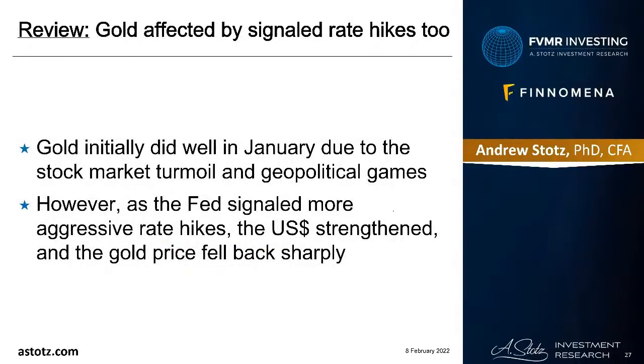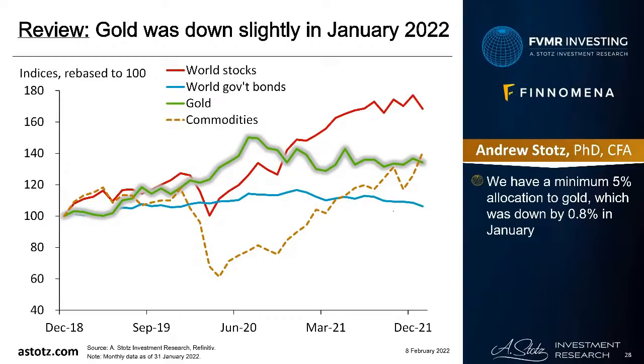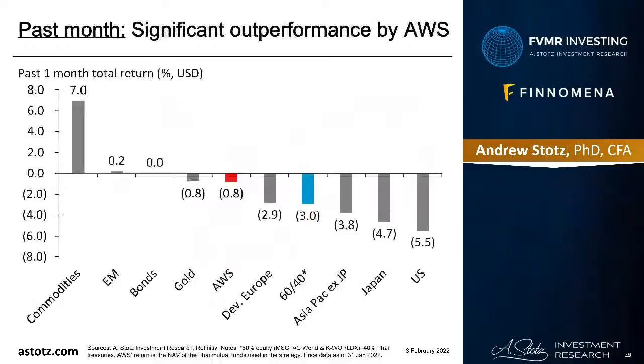So gold is affected by signaled rate hikes too. Gold initially did well in January due to the stock market turmoil and geopolitical games. However, as the Fed signaled more aggressive rate hikes, the U.S. dollar strengthened and the gold price fell back sharply. Here we can see that gold has just been flat for a while and it's just been holding its position. We have a minimum 5% allocation to gold, which was down by about 0.8% in January. Gold closed December at about $1,797 per ounce.